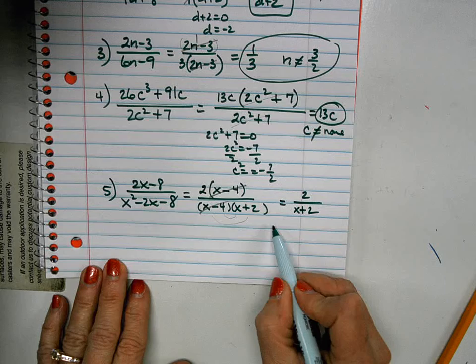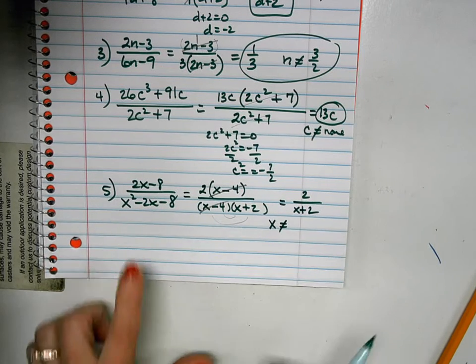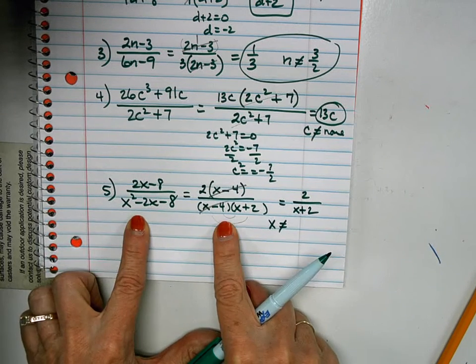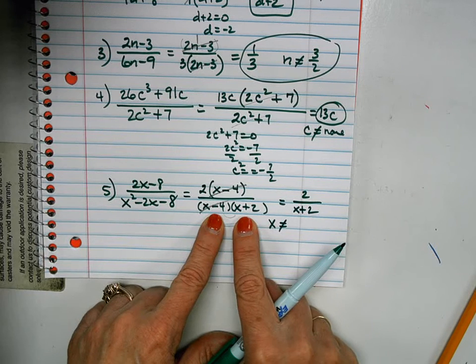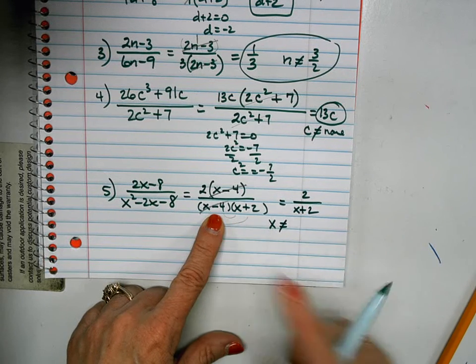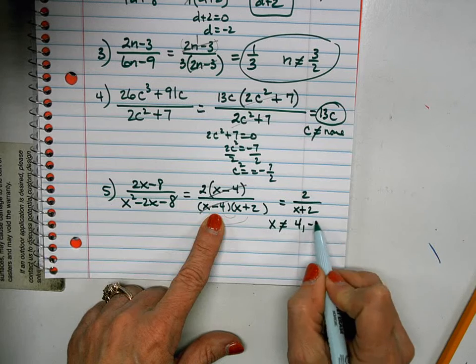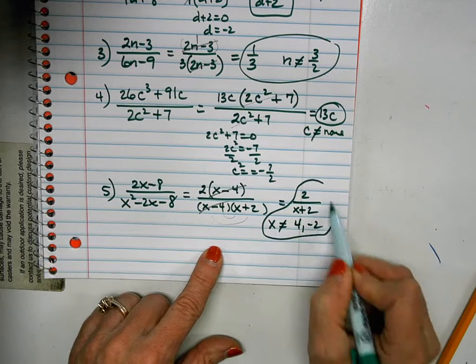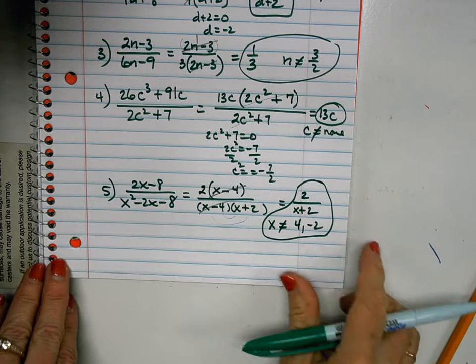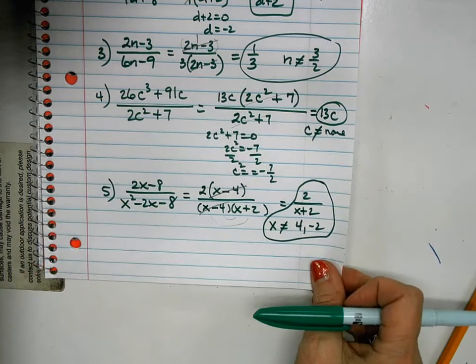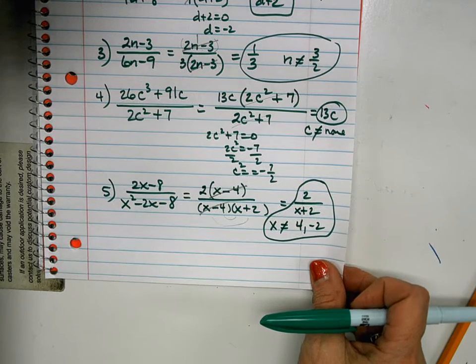Okay, excluded values. What can x not be at any point? Now these two are the same, so we're looking for the zeros here. Ryan, what would be the zeros of this denominator? 4 and negative 2. So neither one of those could be in this problem. Exclude them both. Any questions on what we're doing? Okay, I want to do one more, and then we have an opposite thing to talk about. We're almost done.